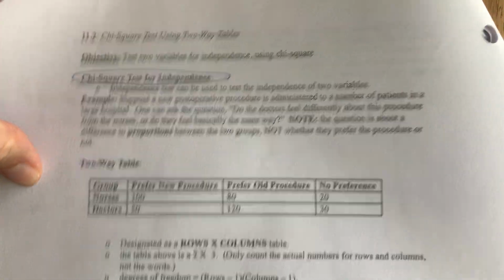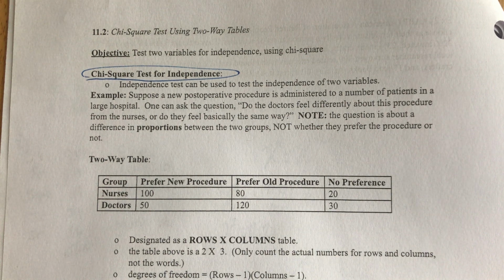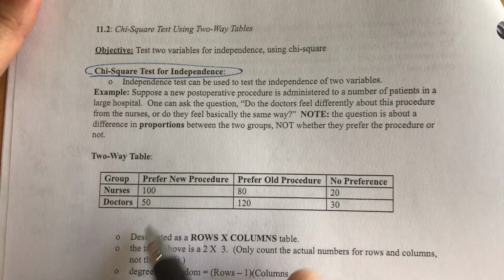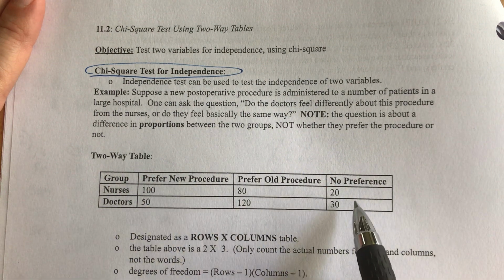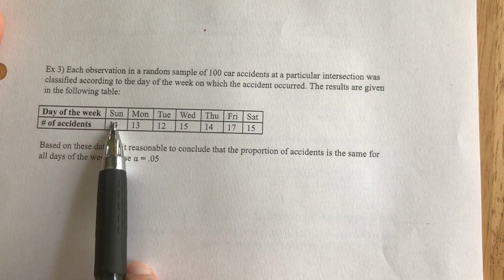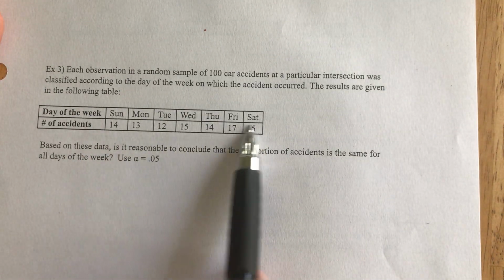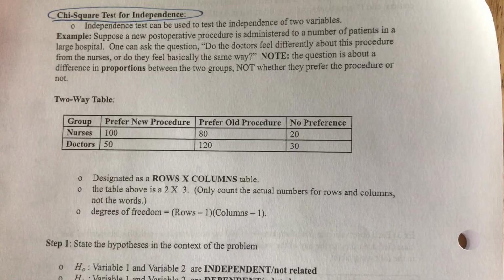When we work on these, they're always going to be set up in a two-way table, which means that we have at least 2 rows and 2 columns of data. Unlike the example we had the other day, which was in a table but only 1 row. If you only have 1 row of data, it can't be a test for independence, because a test for independence has to be at least a two-way table.